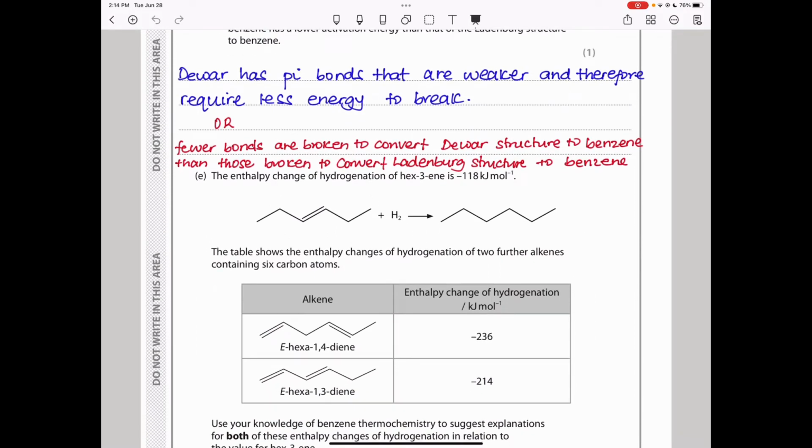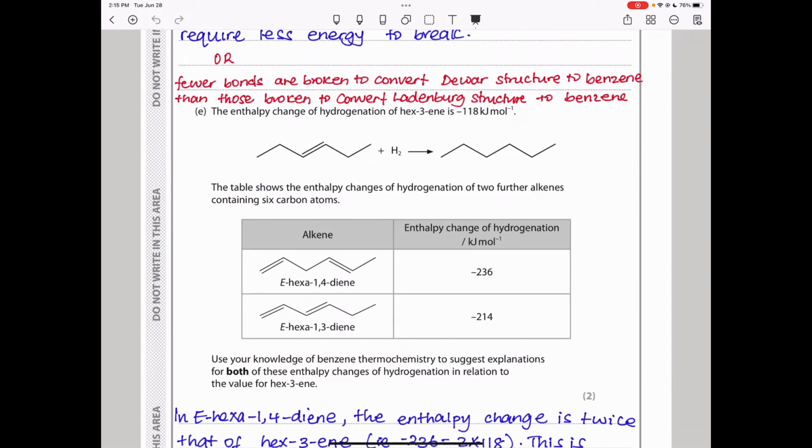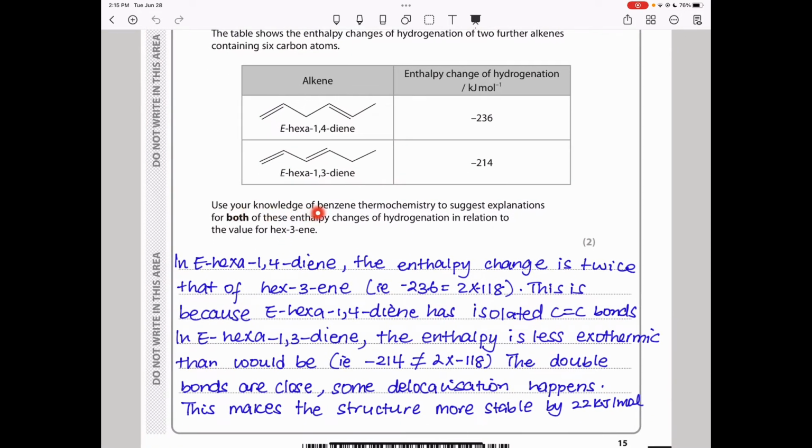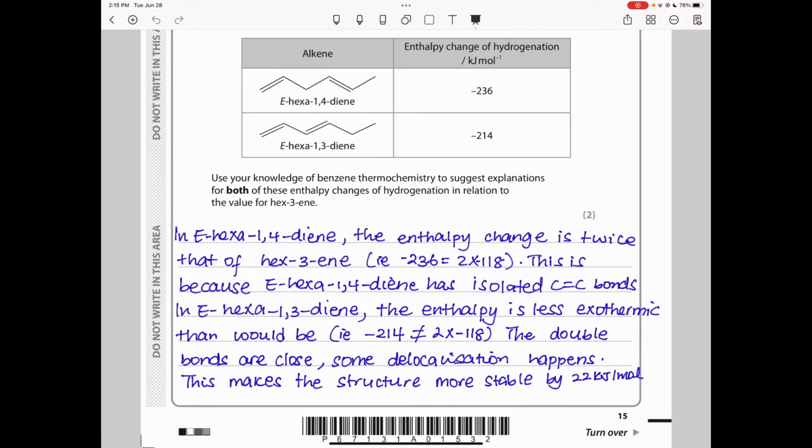So the next question says, the enthalpy change of hydrogenation of hex-3-ene is negative 118 kilojoules per mole. They've given us the equation here. And then they say the table shows the enthalpy changes of hydrogenation of 2 further alkenes containing 6 carbon atoms. So there is the E-hexa-1,4-diene and the E-hexa-1,3-diene with their respective enthalpy changes of hydrogenation. Then they say, use your knowledge of benzene thermochemistry to suggest explanations for both of these enthalpy changes of hydrogenation in relation to the value of hex-3-ene. So we have to look at it respectively.